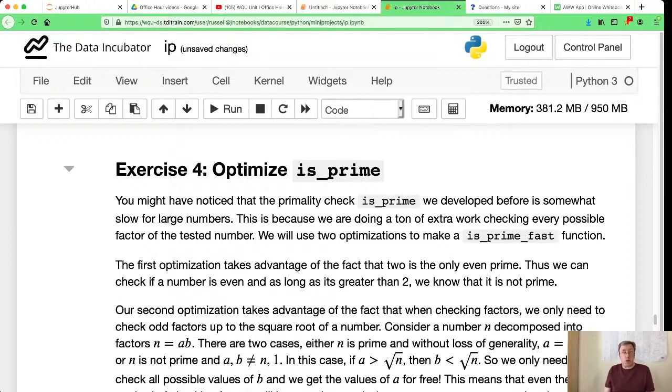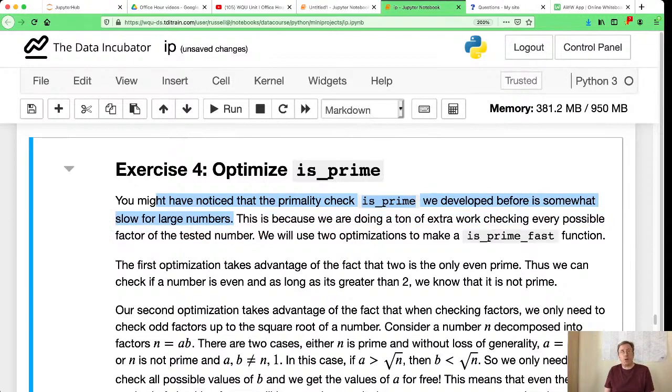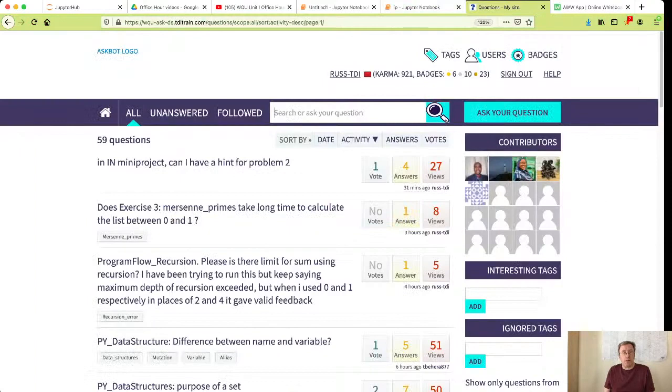So this exercise, yeah, you might have noticed the primality check we developed is slow for large numbers. I think one or two of you have noted that on this site, right? This takes a long time to calculate. And yes, if you use the isPrime function as written, this is going to be slow.